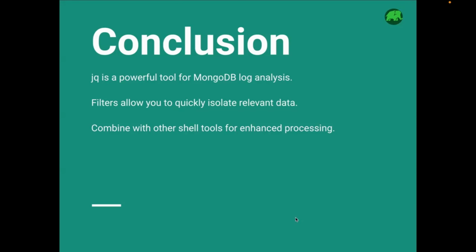To wrap things up, JQ is a powerful tool for MongoDB log analysis. Basic filters allow you to quickly isolate relevant data, identify issues, and generate reports. Combining JQ with other shell tools further expands its capabilities, making log processing faster and more efficient.